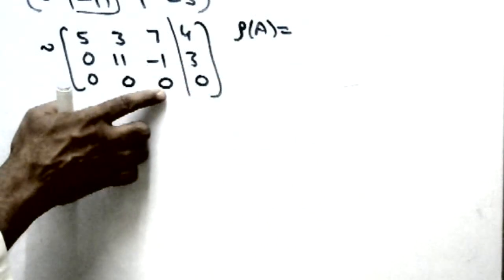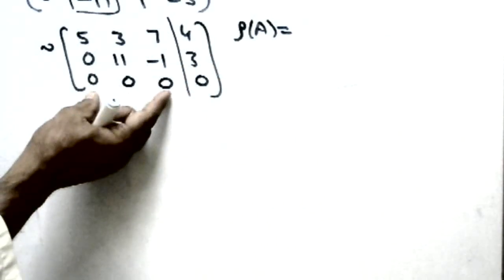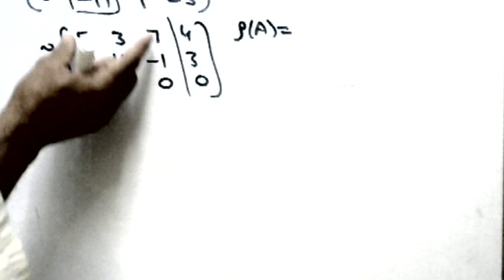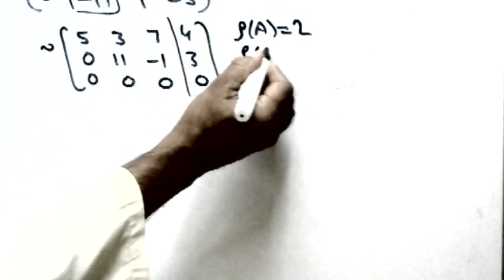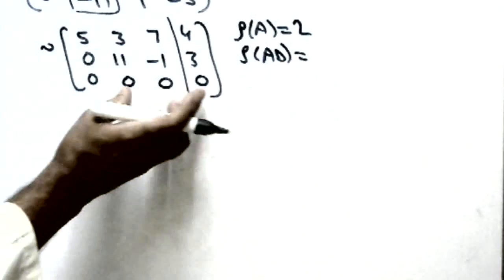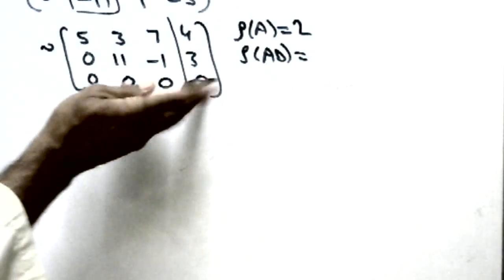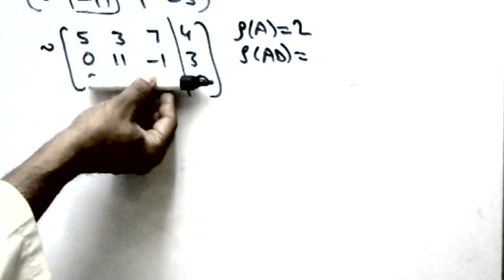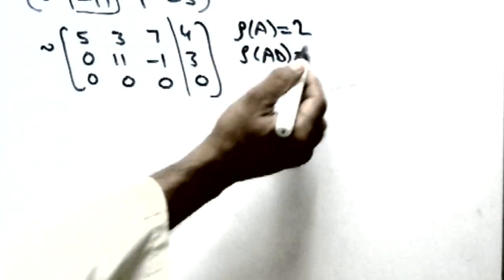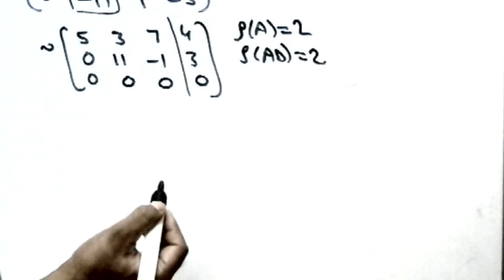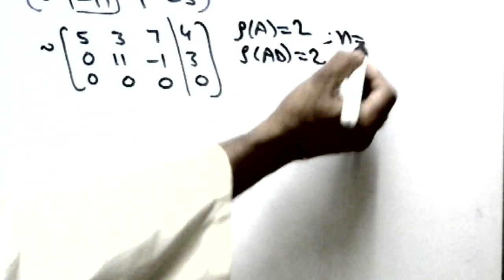Therefore rank of A equals, you see, because we got 0 here, we will not count this row. We count only 2 rows here. So rank of A is 2. And rank of AD is also 2, because here also there are 0s, we don't have any numbers in this, so this is not countable. So the rank is 2. Rank of AD is 2.